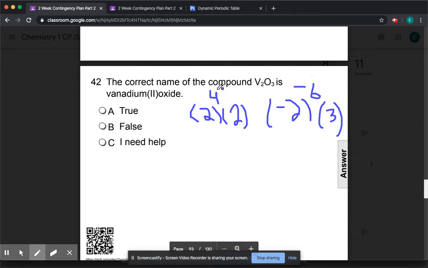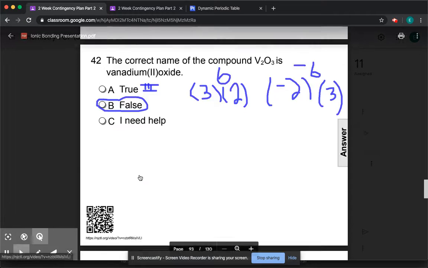These numbers do not cancel. So because they do not cancel, this is false. This should not be vanadium 2. This should be vanadium 3. If it was 3, then it would cancel, because 3 times 2 would be 6, and then 6 minus 6 would be 0. So the answer to this is false. If it was 2, you don't have enough to cancel out the oxygen.